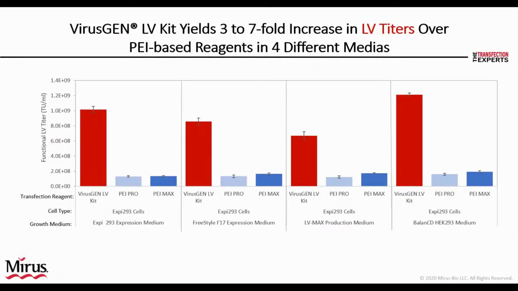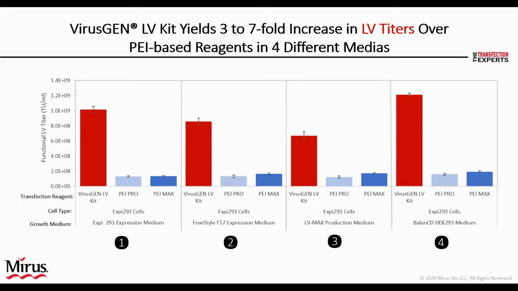In this lentivirus expression experiment, we used the pALD packaging vectors from Aldevron and a transfer plasmid expressing GFP to compare performance of the VirusGEN LV kit to PEI Pro and PEI Max. XB293 cells were adapted for several weeks prior to transfection into the XB293 expression media, FreeStyle F17 expression media, LV-MAX production medium, and the Balanced CD HEK293 medium from Irvine Scientific. Cells were then transfected with 1 microgram total DNA at 4 million cells per ml.